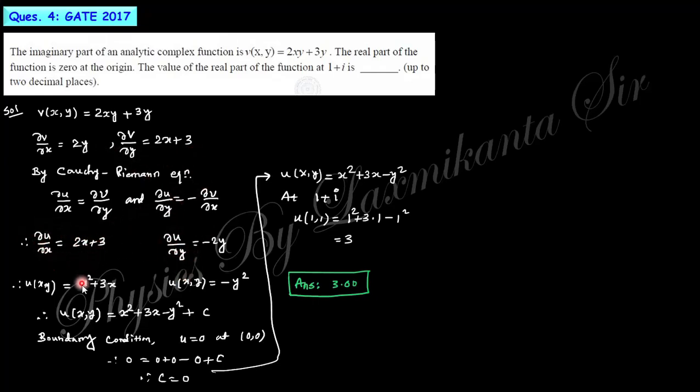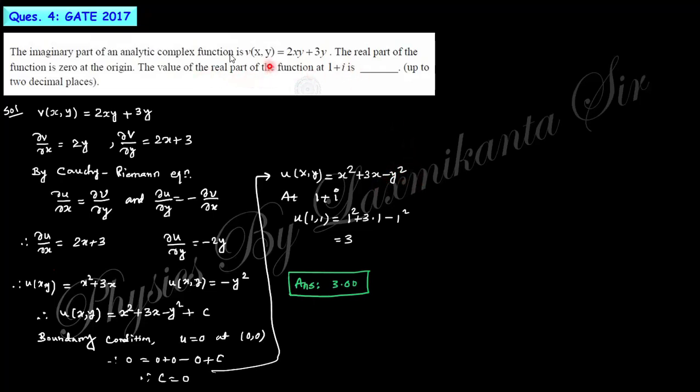If you integrate this, you get x square plus 3x, and this is minus y square. Combine these two things and you obtain the real part of this function. Use the boundary condition, that this function is 0 at the origin, that is u will be 0 at (0, 0). So putting x and y as 0 and u as 0, you get the constant is 0. So the real function will be x square plus 3x minus y square.